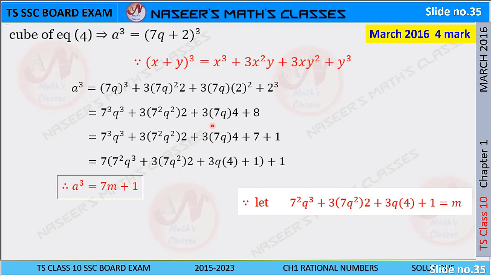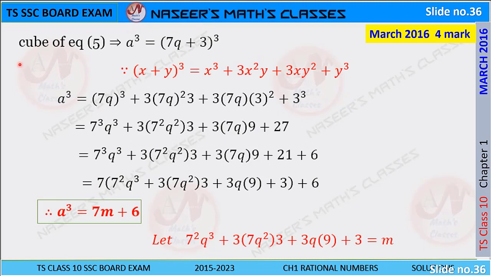And 8 is written as 7 plus 1. In these 4 terms we can take out 7 common. Then we can write it as 7 times of 7 square q cube plus 3 times 7 into q square times 2 plus 3q times 4 plus 1. Let 7 square q cube plus 3 times 7q square times 2 plus 3q times 4 plus 1 be equal to m. Then we get a cube is equal to 7m plus 1.